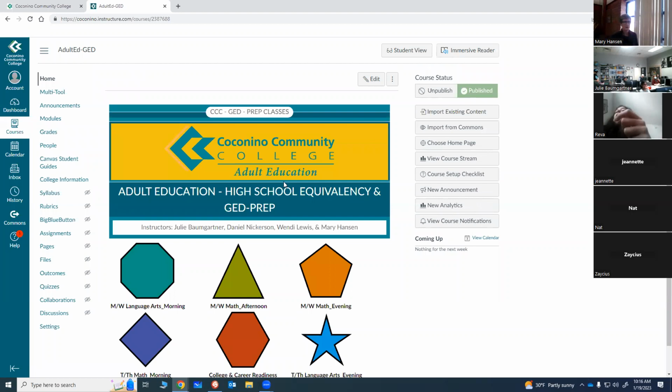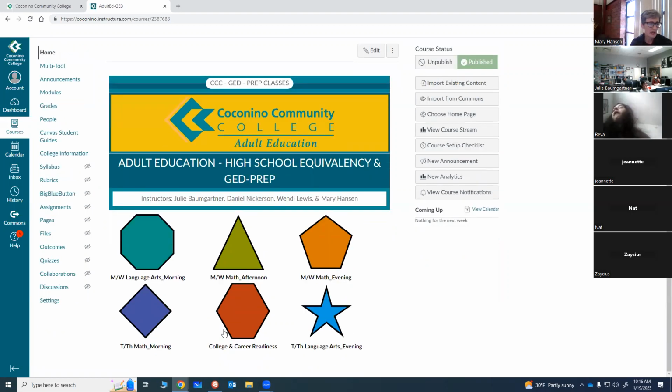And once you get here, all of the GED classes are on this one page. You can see underneath each shape, this is Monday, Wednesday, Language Arts morning. The triangle is Monday, Wednesday, Math afternoon, and so on. And so we are currently in the Tuesday, Thursday math in the morning. So you click on that.